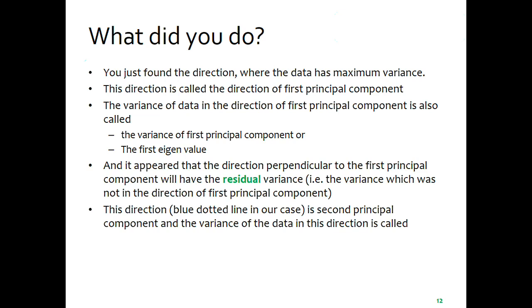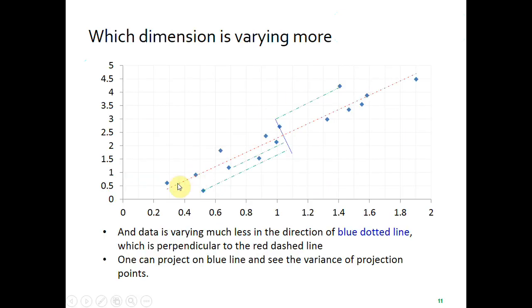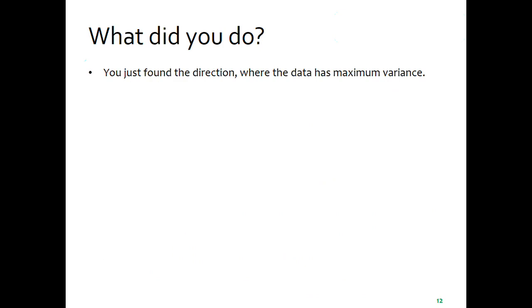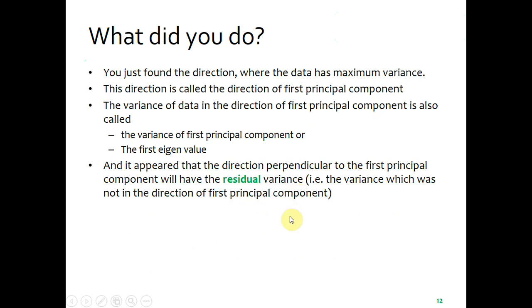In our case it is the blue dotted line, because if you think of this data, the red dashed line has got maximum variance. If you draw perpendicular from all the points on this red dashed line, you will find it's varying much more, and the perpendicular of the red dashed line has the residual variance. These two will cover the entire variance of the data because it's just a two-dimensional case. So what did you do? You found the direction which has the maximum variance, that's first principal component, and the residual variance was getting explained by the second principal component.